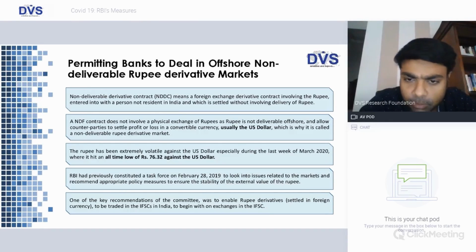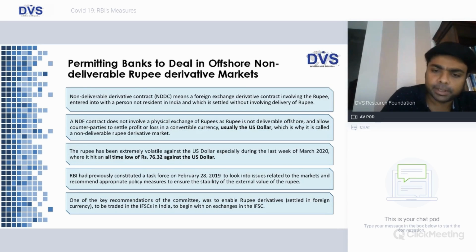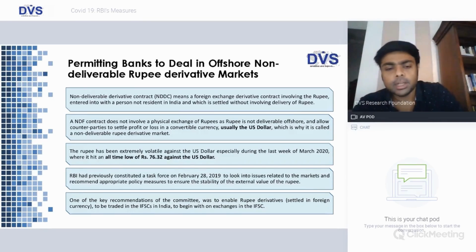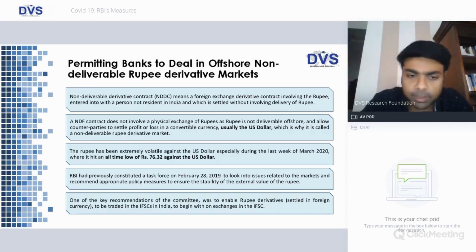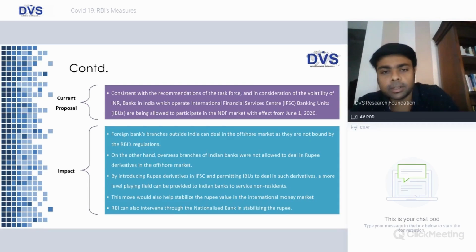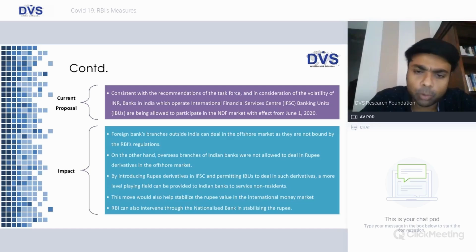The rupee has been significantly volatile, where it touched the lows of 76 last week, sometime in the month of March, last week of March. And the RBI had constituted a task force to look into the issues and recommend an appropriate policy structure in this regard. One of the key recommendations was to enable rupee derivatives, which will be settled in foreign currency and which will be traded in the International Financial Services Centre in India. So the GIFT City in Gujarat is one classic example. And if you notice, friends, even in our income tax, loads of benefits have been given to securities or instruments which get listed in stock exchanges in IFSC.